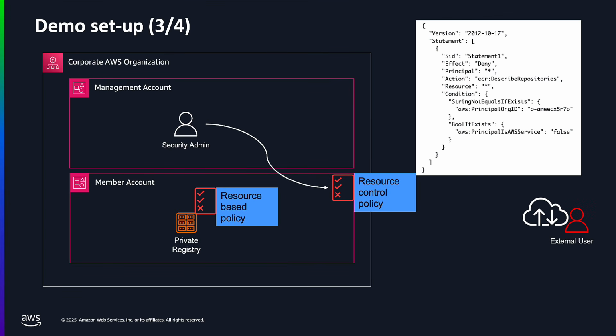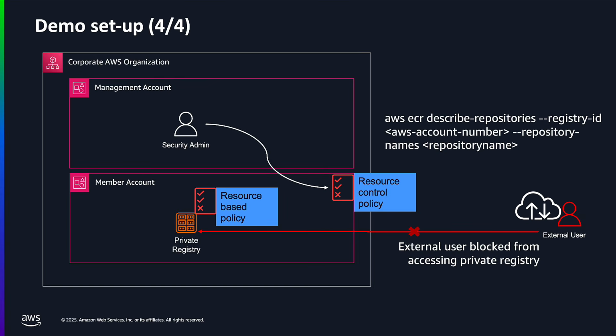Then I will log in as a security administrator into my management account of the AWS organization. And then I will create a resource control policy, RCP, that will deny access to the external users since they are not part of my AWS organization. Following this, I will once again run the CLI command, and that's when we will see that the external user has been blocked from accessing my private registry. All right, now let's switch over to the AWS Management Console and see how this plays out.